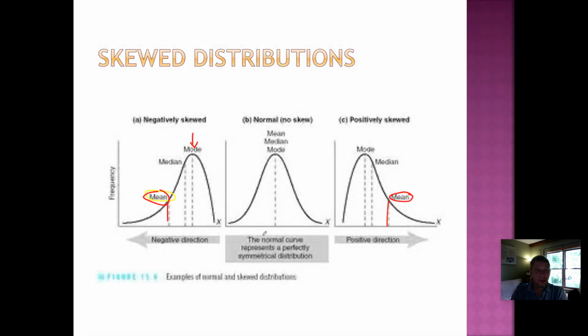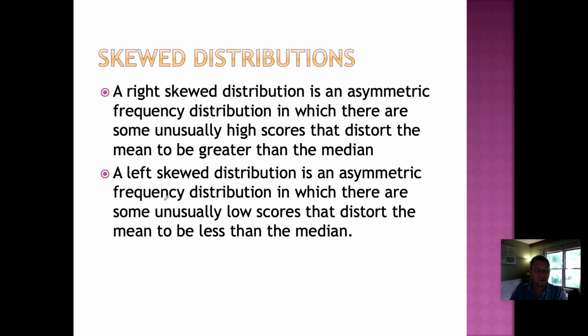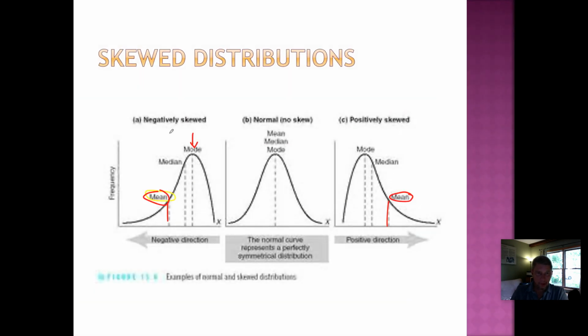Negatively skewed is also known as left skewed. Positively skewed is also known as right skewed, because the mean is further to the right than you would expect it to be. Here, the mean is further to the left than you would expect it to be. And those are examples of skewed distributions.